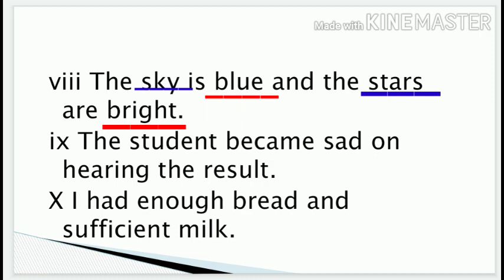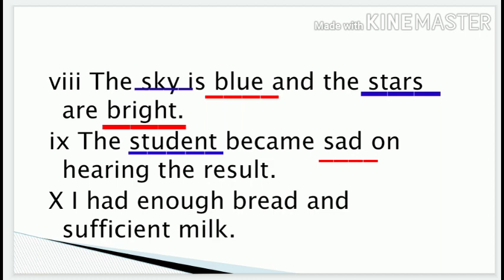The student became sad on hearing the result. Here the noun is student, so it is underlined blue, and sad is the word describing it, so it is underlined red.